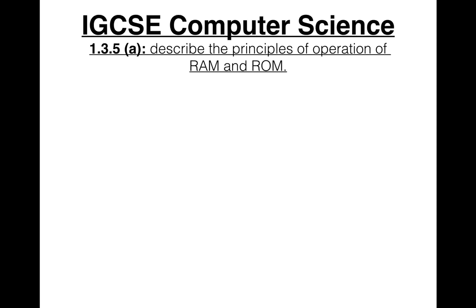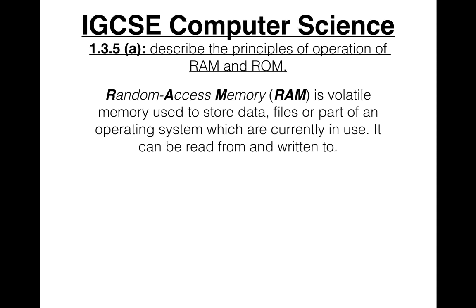So let's get started. One other thing: RAM and ROM is pretty much primary memory. And then the next two videos are going to be secondary storage, and then the next 2 or 3 videos are going to be offline storage. So that's pretty much how it's going to go. So let's start with RAM.